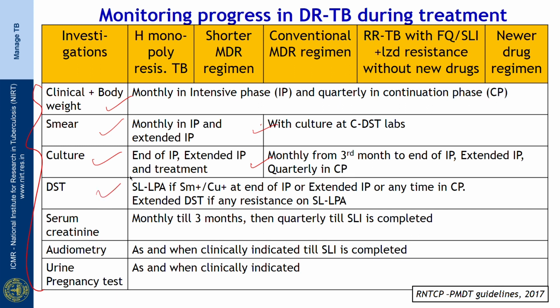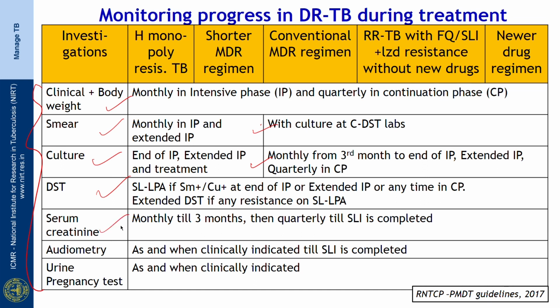The drug susceptibility testing. For the second line LPA, if sputum smears or cultures are positive at the end of IP or extended IP or any time in continuation phase, extended DST has to be done if any resistance on second line LPA is detected.